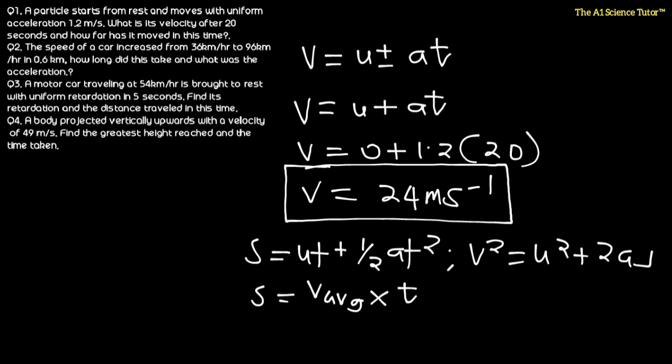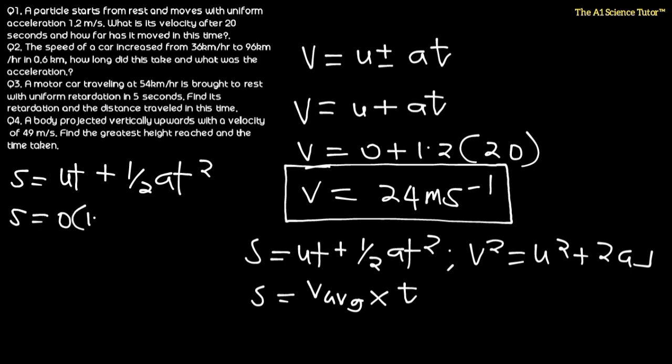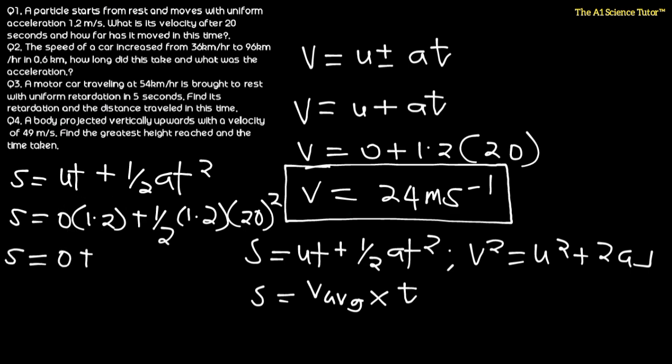Now let us start with the first one. Here we know that u, which is the initial velocity, is 0. So basically this is going to be 0 multiplied by 1.2, and this is plus 1 over 2 multiplied by a. Now a was told to us to be 1.2, and time was 20 seconds, so I need to write 20 squared. So let us see that. This is basically going to give us 0 plus 1 over 2 multiplied by 1.2 times 20 squared.